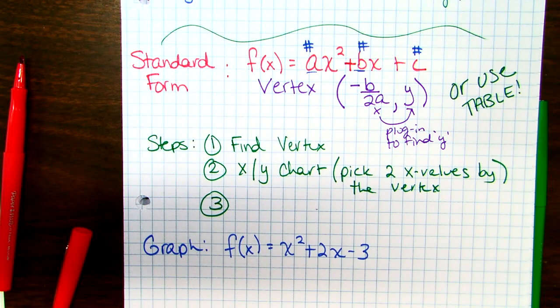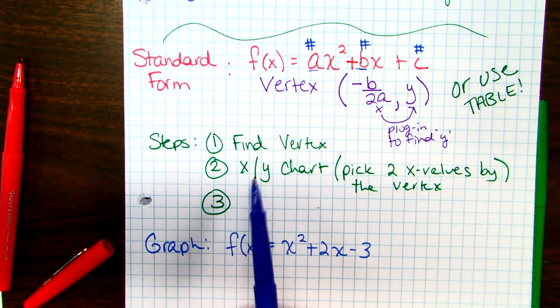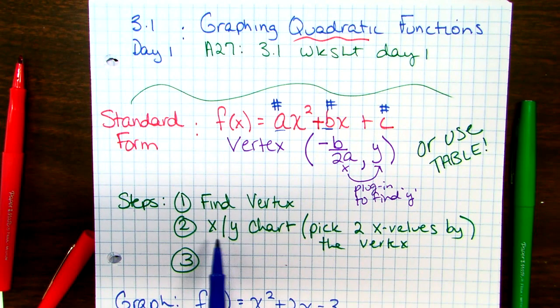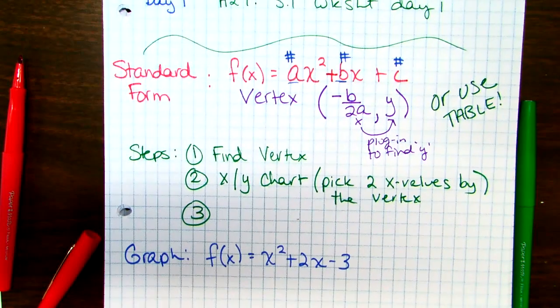So we're going to do a series of steps. First, finding the vertex, and I'll show you how to do that. And then we're going to make an XY chart, and we're going to pick 2 numbers near the X value of the vertex, which might sound familiar. Again, I'll show it to you, and then I'll write step 3 when we get to it. So let's just go to a problem. Let's do an example here.